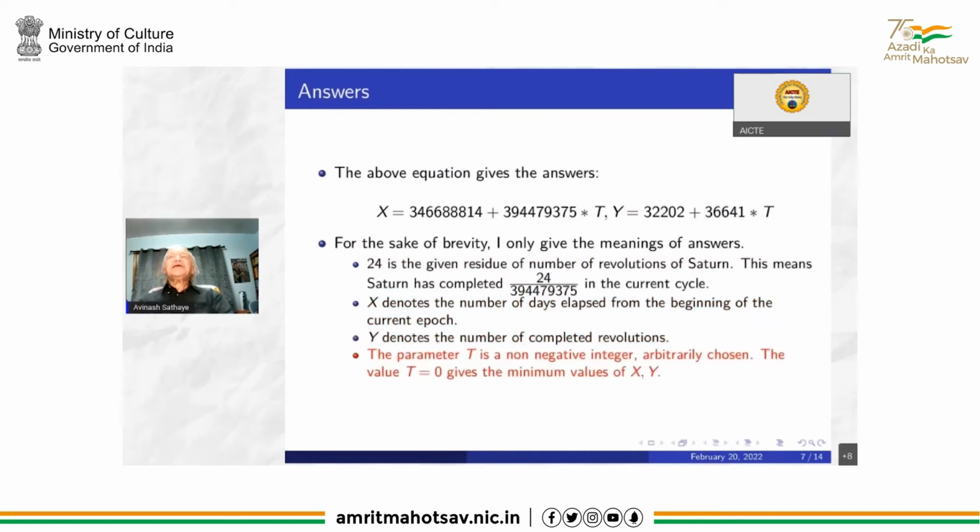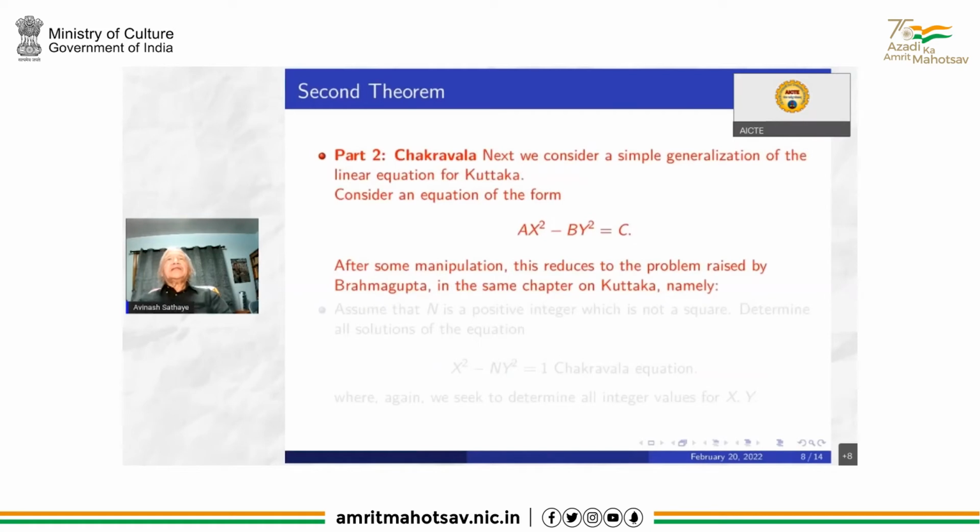The parameter t is simply a non-negative integer. It can be arbitrarily chosen, but the value t equal to 0 gives the minimum values of x and y. So now I want to switch over to the second theorem.